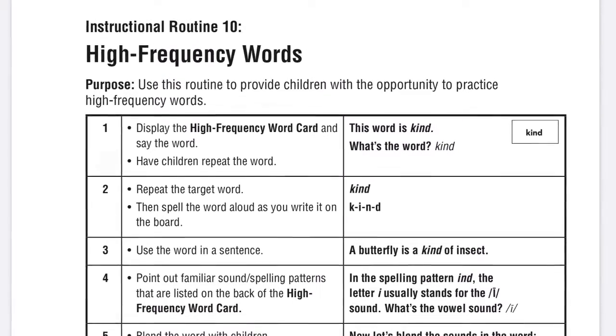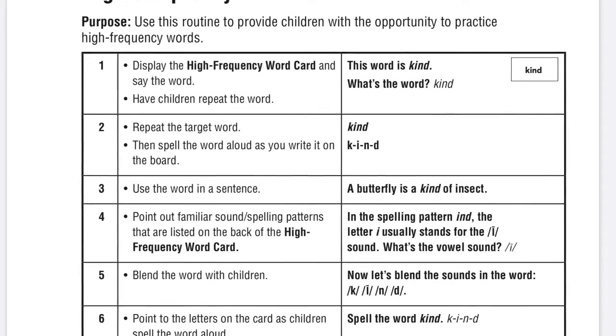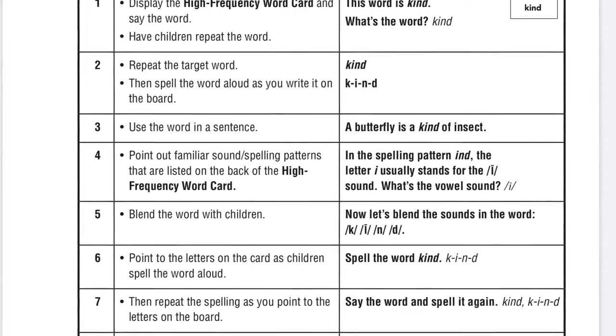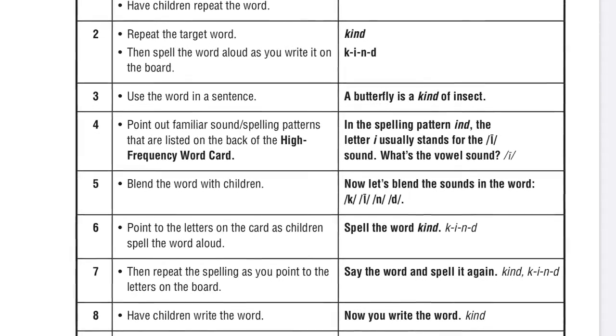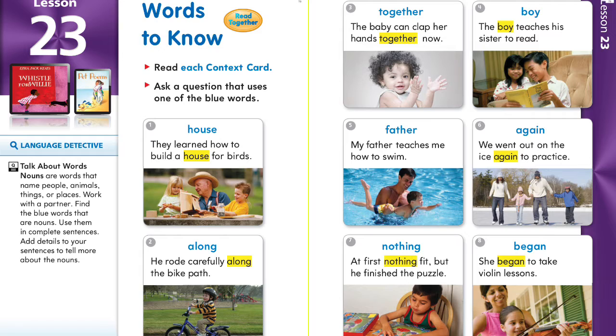Parents, please use the following instructional routine to help your child learn their high-frequency sight words for this week, which will make reading their anchor text much easier. So show the word, have them repeat the word, use the word in a sentence, point out familiar spelling patterns, blend the word with children, and use those steps for the following words that we will see in our anchor text this week. House, along, together, boy, father, again, nothing, and began.